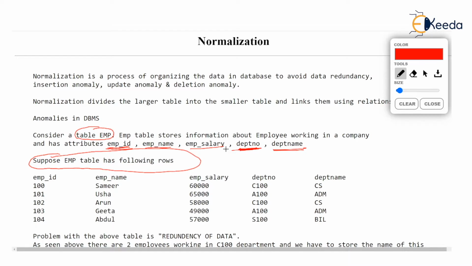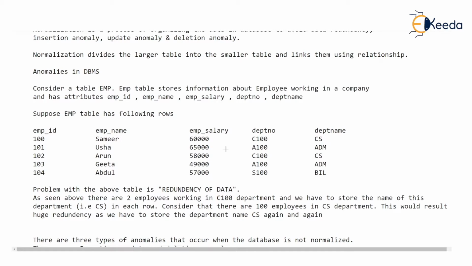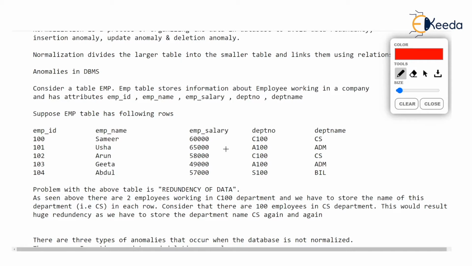I have drawn very few rows. There is an employee number 100, named as Samir, salary 60,000 and department number is C100. Let's say this is the department number and the name of this department is CS. Let's say computer science. So we say computer science is CS, like that we have named this department. But you can watch that there is one more person called Arun, who is employee number 102, who is also from the same department C100. So obviously the department name is CS.